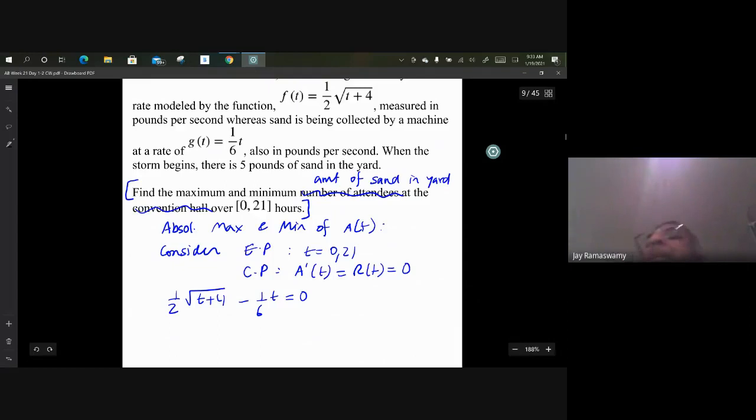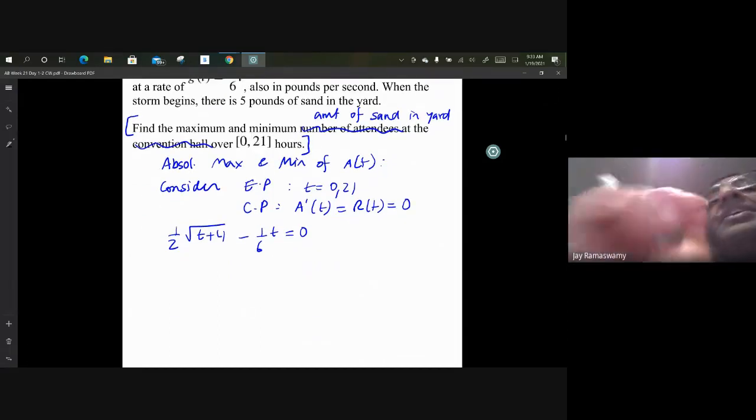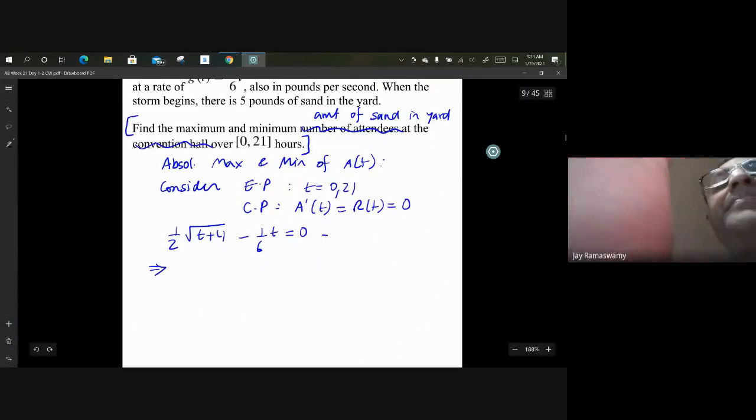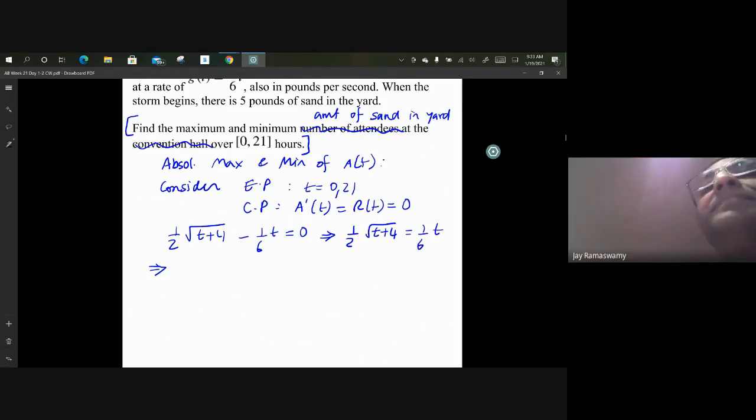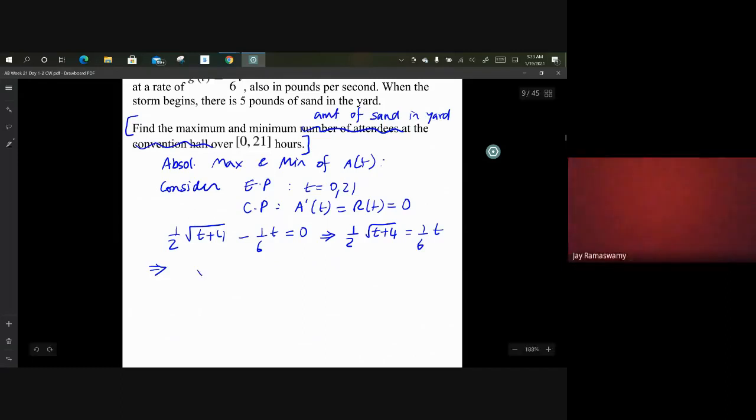Now I'm showing you the algebra. Okay, look down. I went over this yesterday and gave a hint: you want to isolate the radical. So what should I do next? Add the 1/6. So I have 1/2 radical t plus 4 equals 1/6. Next step, multiply by 2. So radical t plus 4 equals 1/3.